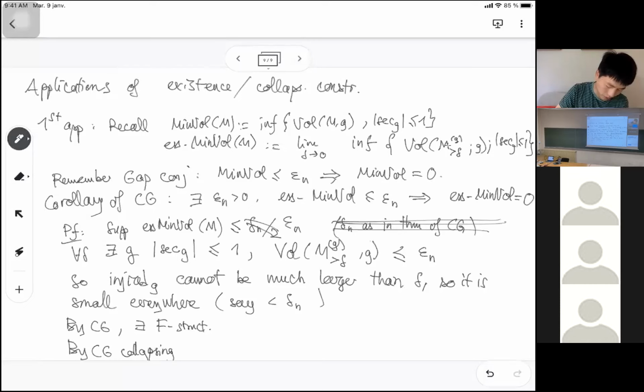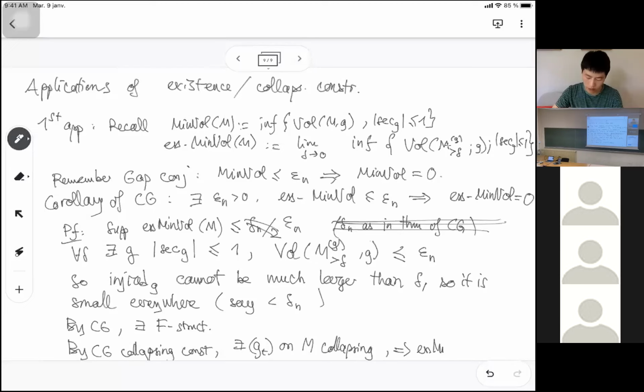By the collapsing construction, there exists a family of metrics collapsing. And in particular, when you look at the definition of the essential minimum volume, that exactly means that the essential minimum volume is 0.